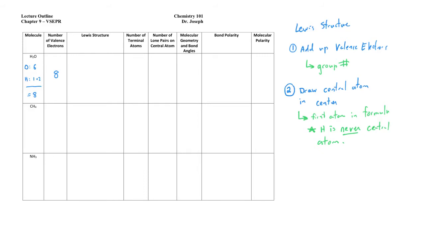So let's start off drawing our Lewis structure by picking the central atom here for water. Notice we have hydrogen written first. That can't be the central atom. So the central atom has to be the one after hydrogen, so it must be oxygen.